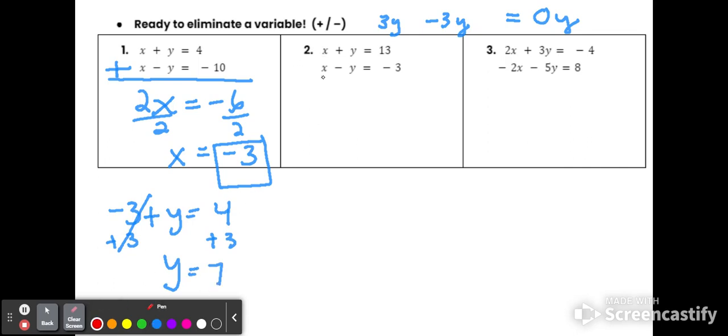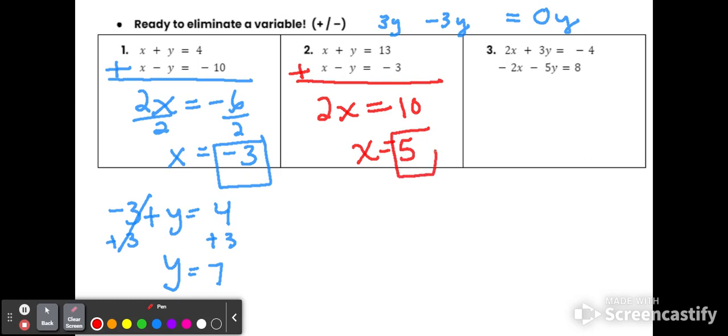We have a positive x, negative y, and positive y. So this is the one I want to eliminate. Same kind of example as the first one. 1x plus 1x is 2x. Positive 1 plus negative 1 is 0, and so the y has been eliminated. 13 plus negative 3 is 10, and we can solve this to get x is 5. Again, substitute the 5 back into one of your equations, such as 5 plus y equals 13. If I use the top, go ahead and subtract 5, and y equals 8. So we've got our answer.